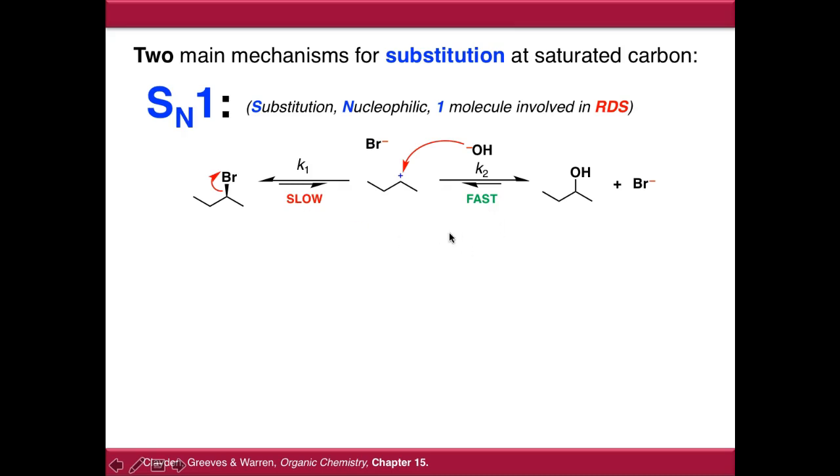Now, the slowest step in any reaction mechanism is called the rate determining step, because a reaction can only proceed as fast as its slowest step. So it doesn't matter what the nucleophile is doing in this reaction, it can't react to give product until the carbocation has been formed, and that's formed in the rate determining step here.